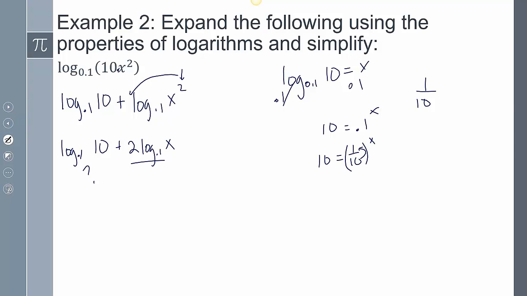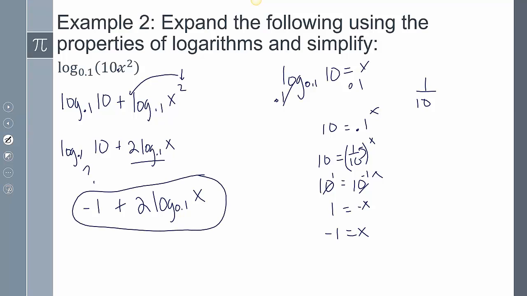I can bring that 10 to the top, so I get 10 to the first power equals 10 to the negative x. So 1 equals negative x. Divide by negative 1, negative 1 equals x. So this is going to be negative 1. And that's going to be my answer.